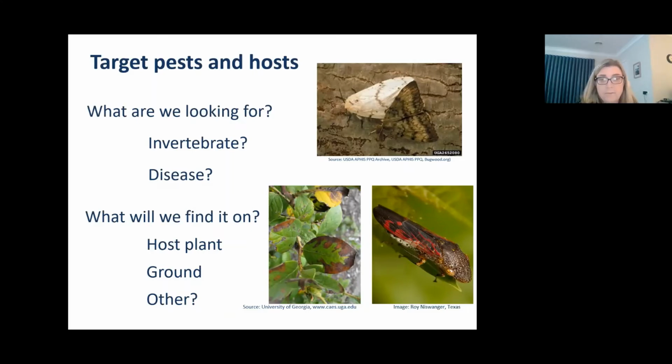And when we're looking for it, where will we find it? And often the best place to find a pest is actually on the plant that it is affecting. But sometimes you might look on the ground for a particular pest, and other times you might actually end up looking on inanimate objects such as the sides of buildings or around lights or sheltering in the most unlikely places.